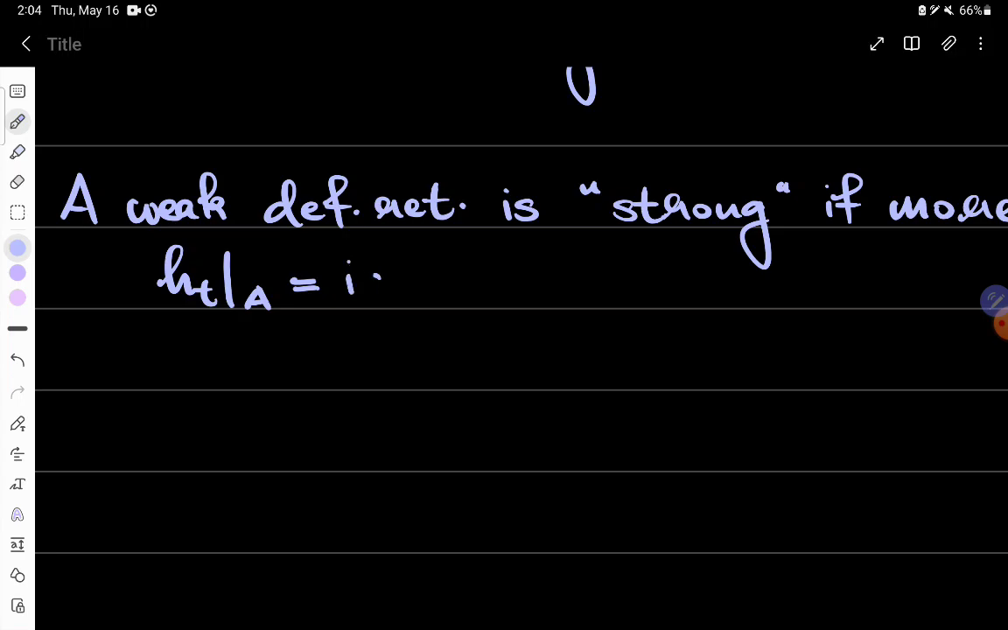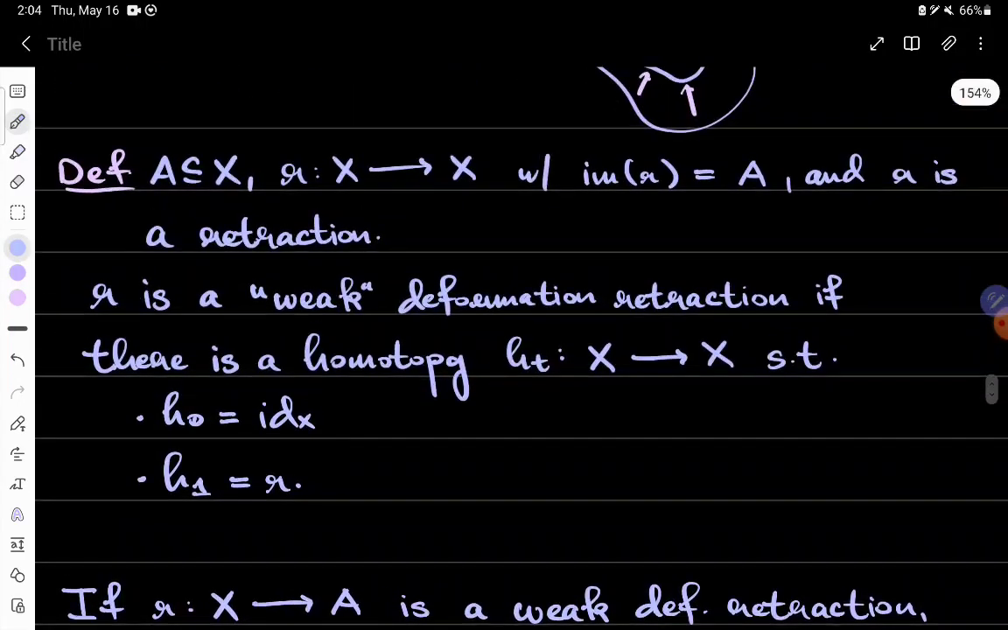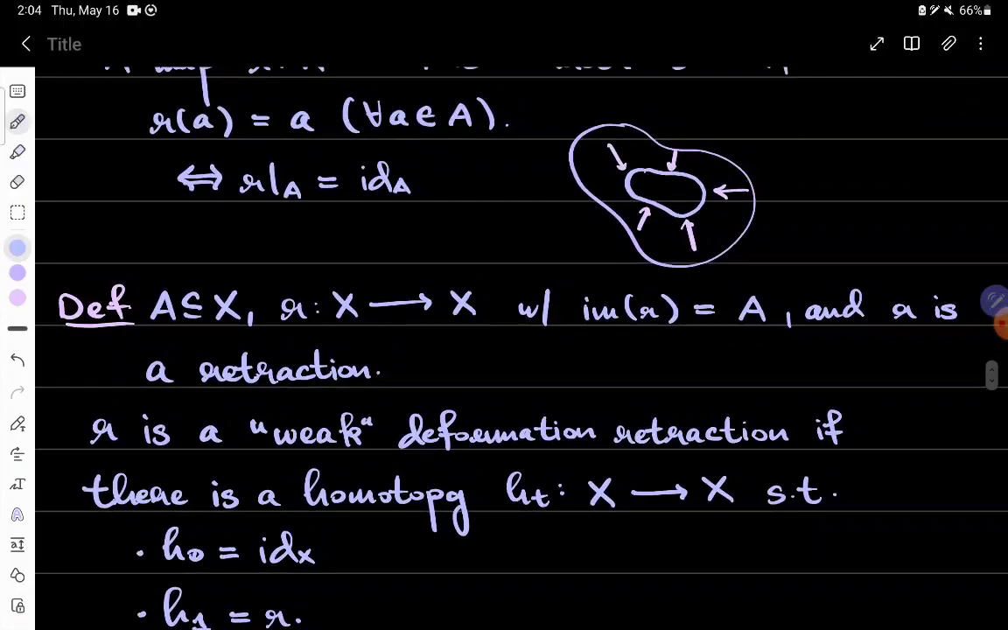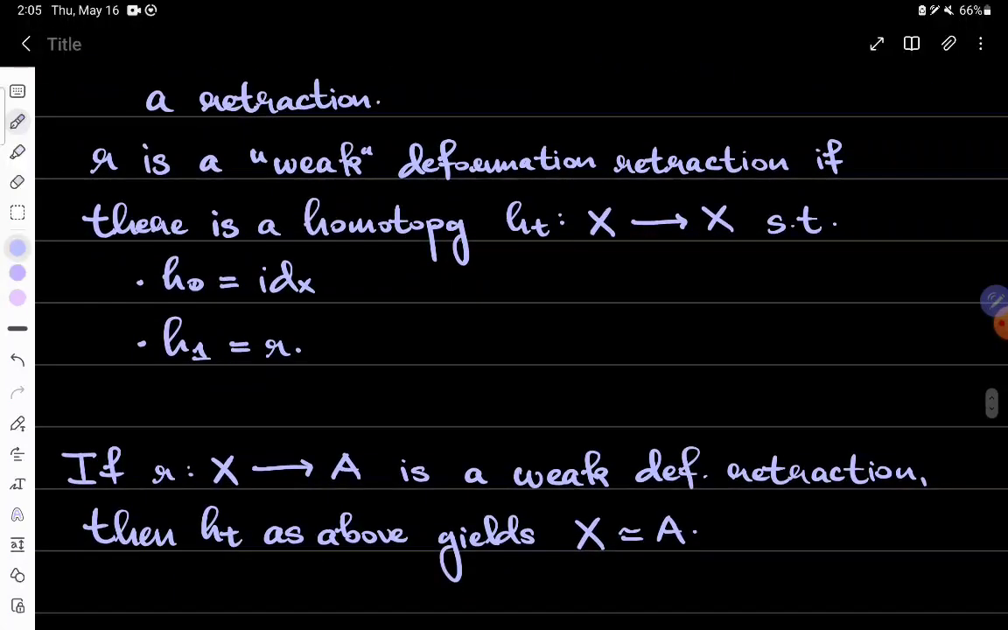So not only does the homotopy squish everything into the subspace, it also leaves the subspace unperturbed during this whole time. And this is a stronger condition, obviously, because we're imposing an additional constraint on the homotopy. Note that we only need a weak deformation retract to ensure a homotopy equivalence between X and a subspace.